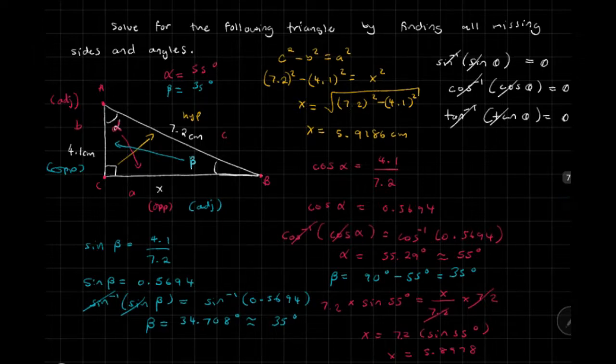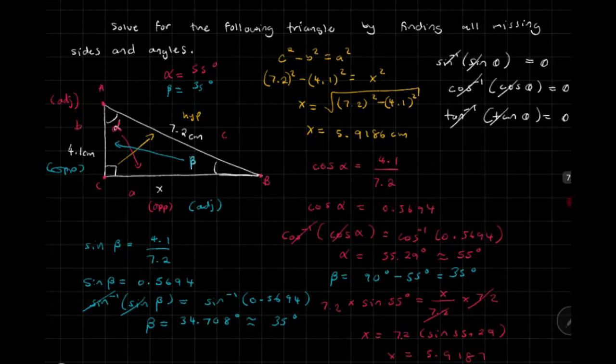And one of the reasons is because I rounded the angle off, right? So if you do keep it as accurate as possible, I had 55.29, so if I did 7.2 times sine 55.29, you can see that you'll get 5.9187. So it's very close. It's exactly the same, right? Like if I do sine 55.29 in my calculator, you can actually note that you would get 5.9187.